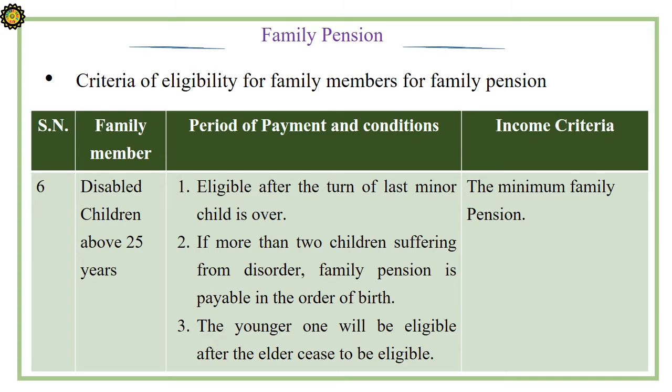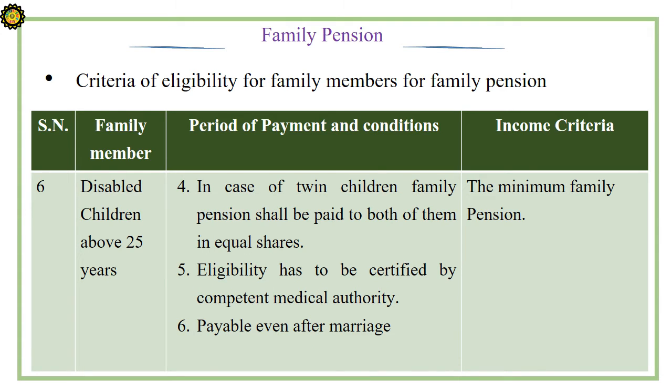Disabled children above 25 years. Period of payment and conditions. Eligible after the term of last minor child is over. If more than 2 children are suffering from disorder, family pension is payable in the order of birth. The younger one will be eligible after the elder ceases to be eligible. Income criteria, the minimum family pension.